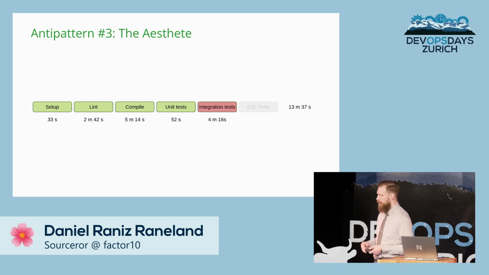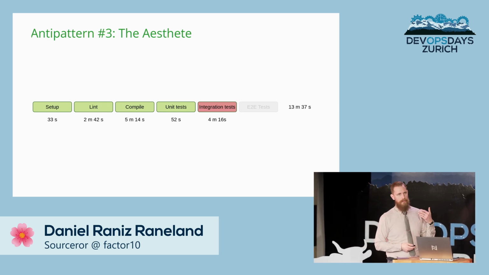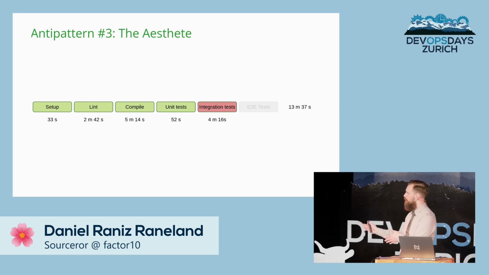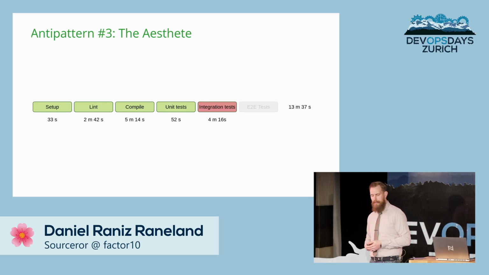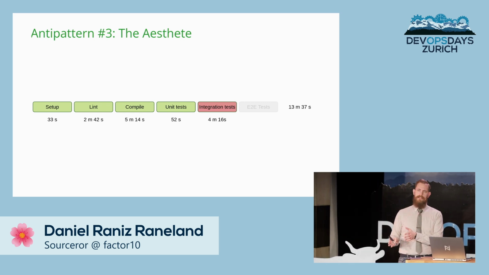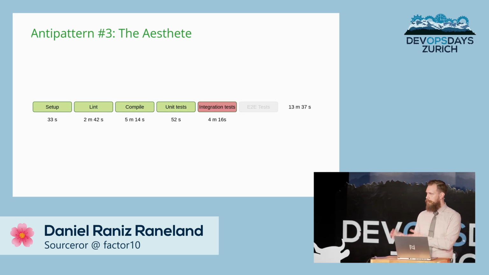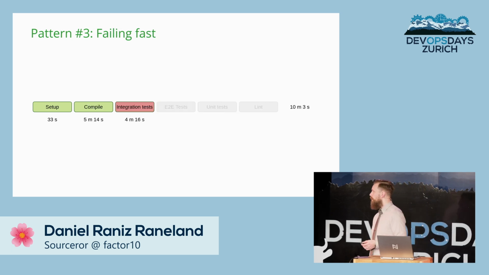Now, in this pipeline, we spend 2.5 minutes linting, then 5 minutes compiling, another minute running unit tests, and then we get to integration tests, which means we get a failure after 13 minutes, almost 14 minutes. But if we take into account that the integration tests are usually the ones to fail most often, we can put them as early as possible. So we reorder our pipeline.